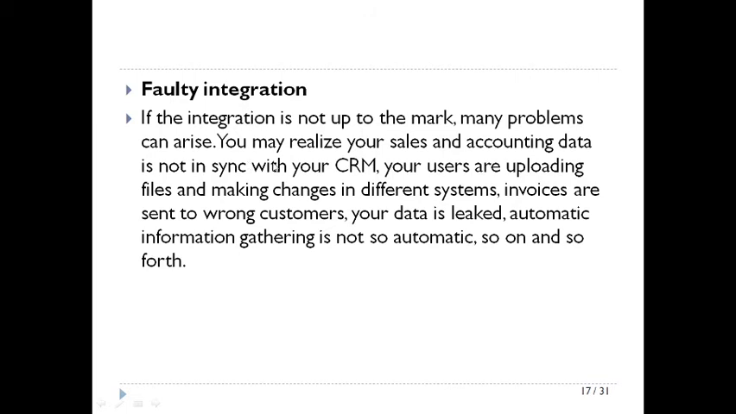You may realize your sales and accounting data is not in sync with your CRM. Your users are uploading files and making changes in different systems, invoices are sent to wrong customers, your data is leaked, automatic information gathering is not so automatic, so on and so forth. These are like, if you look at them from my perspective, these are 5-6 points in itself. You know, if you want to write about the disadvantages of migrating, because there is a lot which can go wrong.